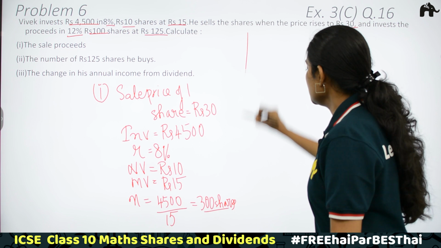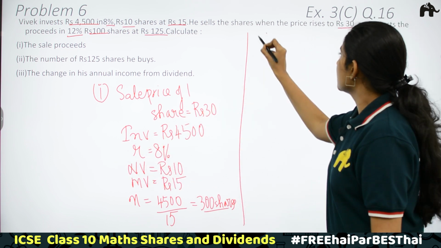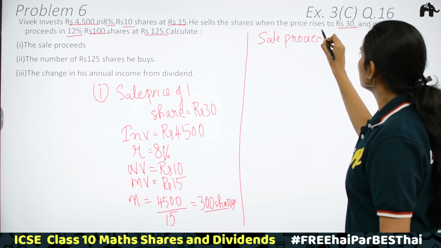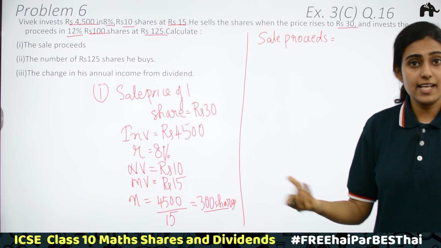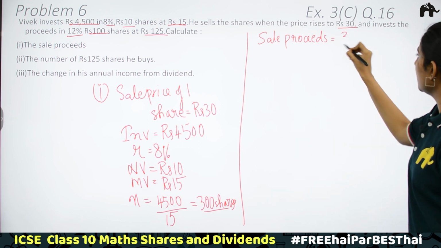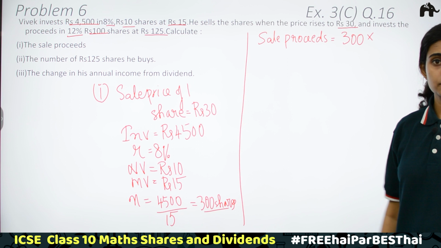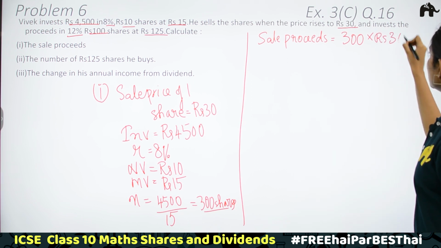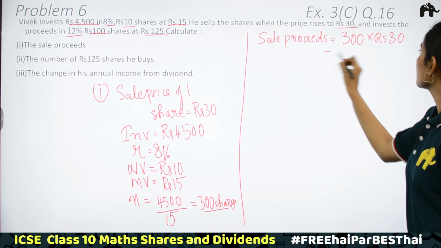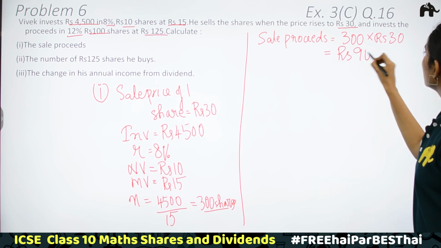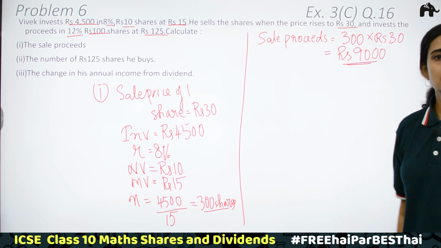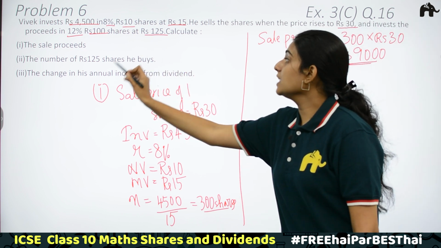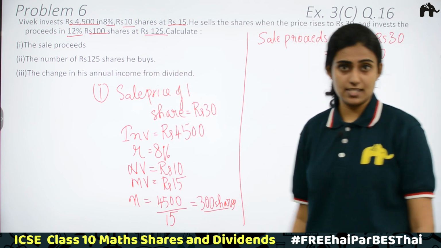Now we can easily find the sale proceeds. Sale proceeds is equal to the total selling price, right? 300 number of shares into price of one share, that is rupees 30. Yes? You will be getting rupees 9,000. This is the sale proceeds. Now let's move on to the second part. The number of rupees 125 shares he buys.